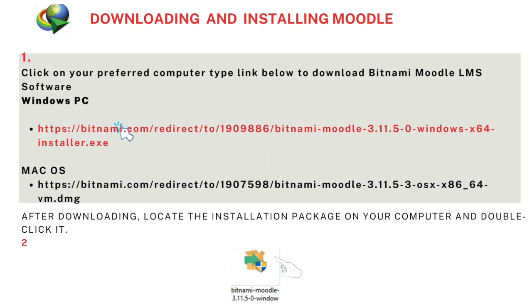The downloading of the Moodle installation file will begin. Please give it a little time to finish downloading. After downloading, you are going to see a file that looks like this. Locate the installation package on your computer and double click it. Now, this usually is located in the downloads folder of your PC.